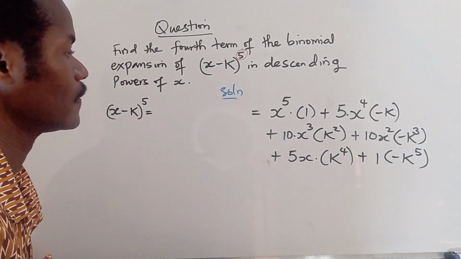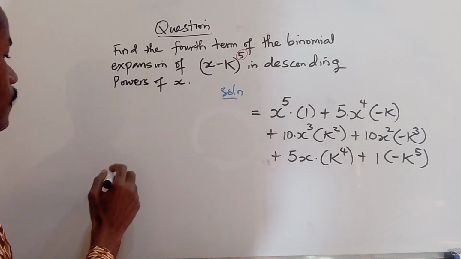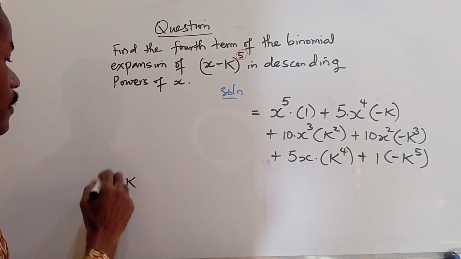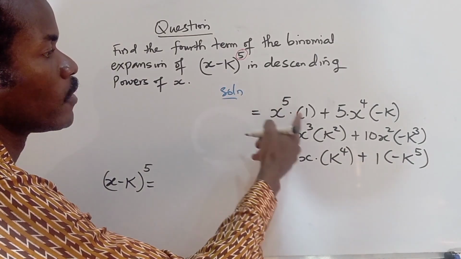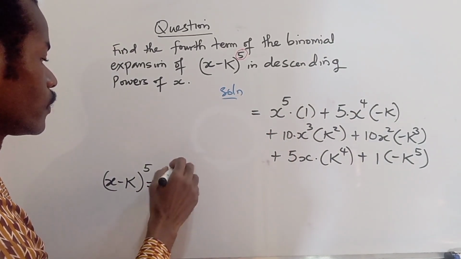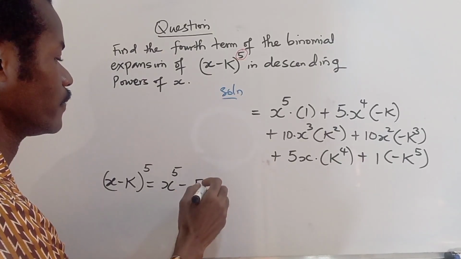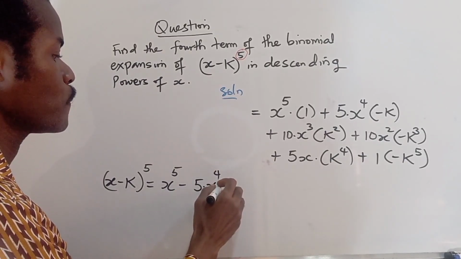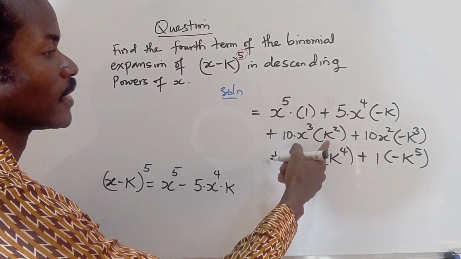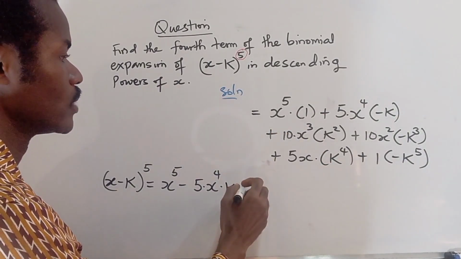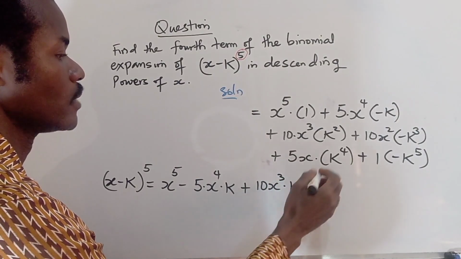So let's see what that gives us. Let me just bring this down. So we have x minus k raised to the power of 5 is going to be x raised to the power of 5 times 1, which is x raised to the power of 5. Now plus times minus here is minus. So we have 5 multiplied by x raised to the power of 4 multiplied by k. Now for this, plus 10x raised to the power of 3 times k raised to the power of 2 is going to be plus 10x raised to the power of 3 multiplied by k squared.